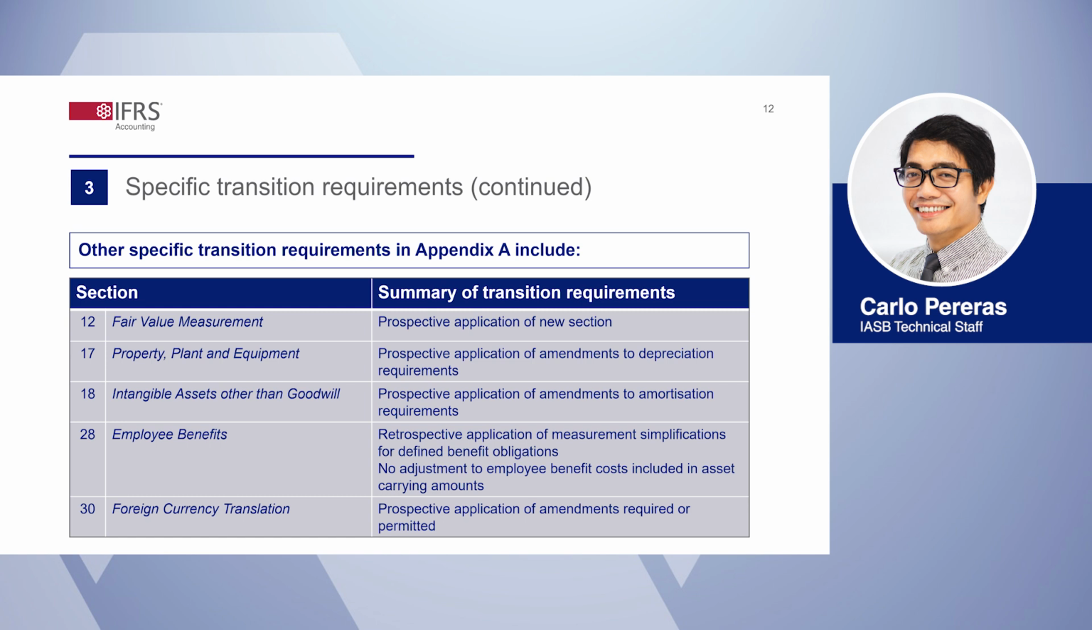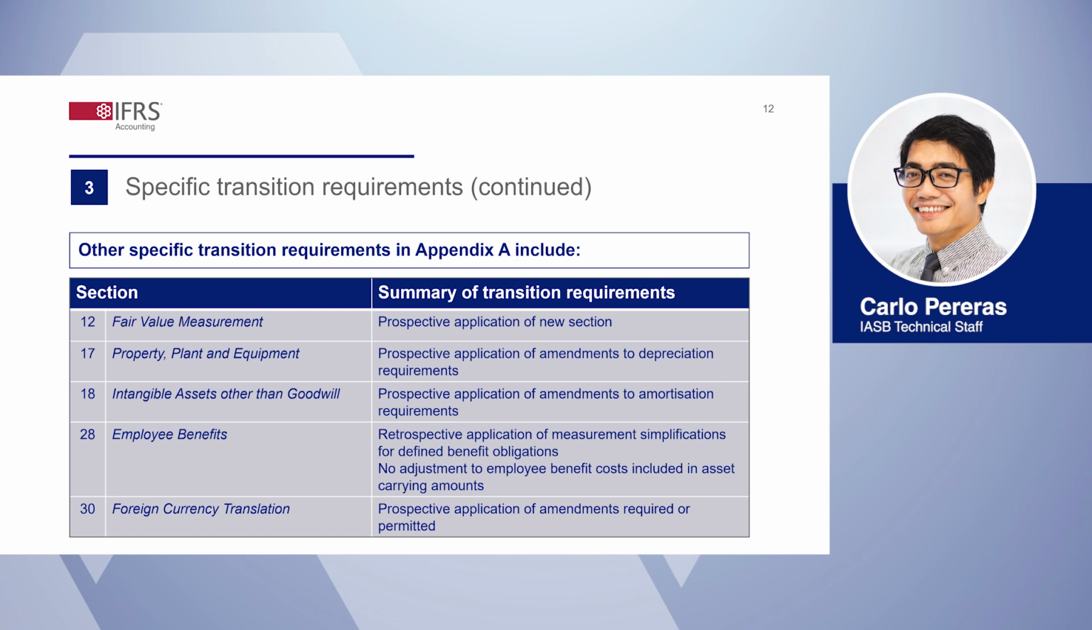For Section 28 on employee benefits, the retrospective application is required for the amendments to the measurement requirements for defined benefit obligations. However, no adjustment is made to employee benefit costs that were included in the carrying amount of assets before the date of initial application.